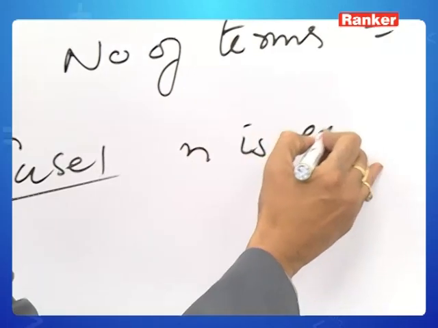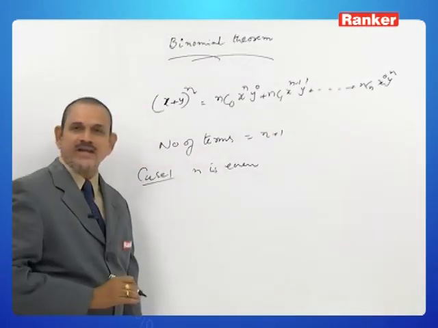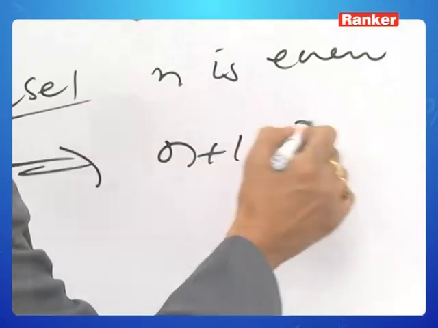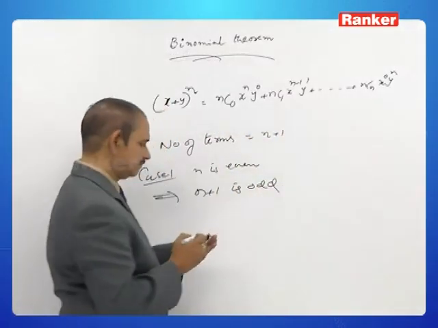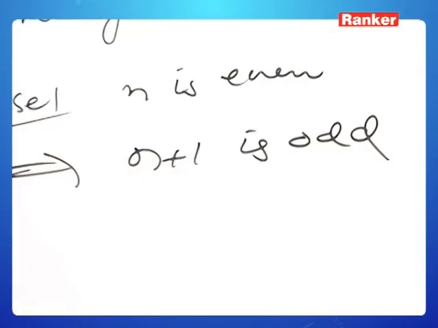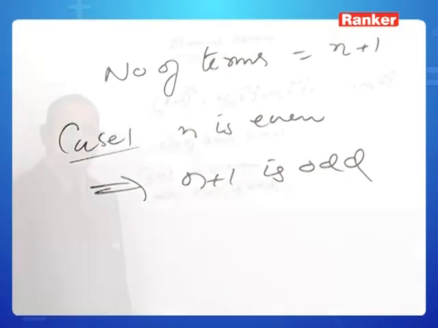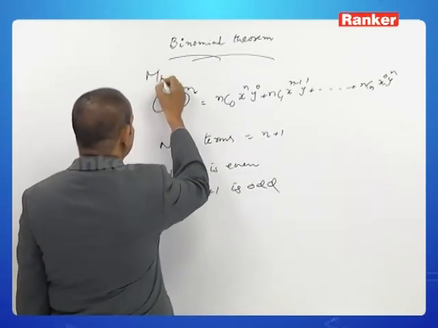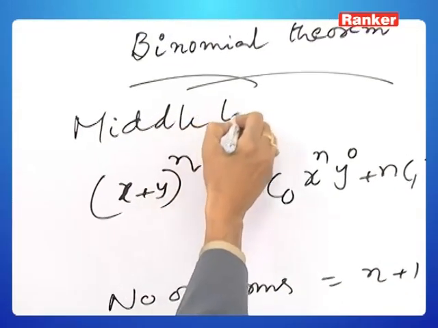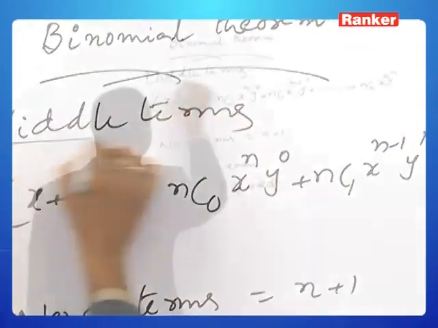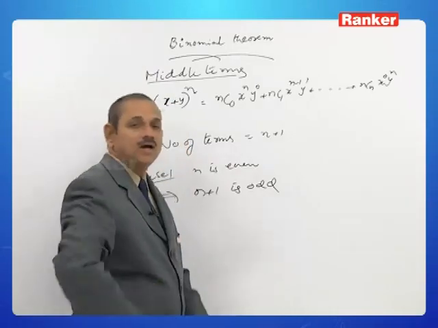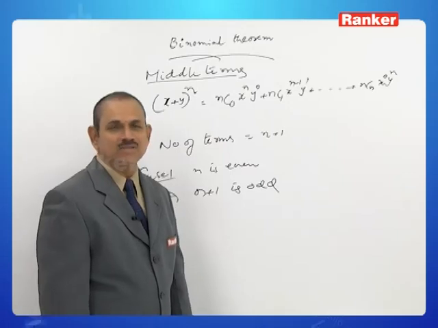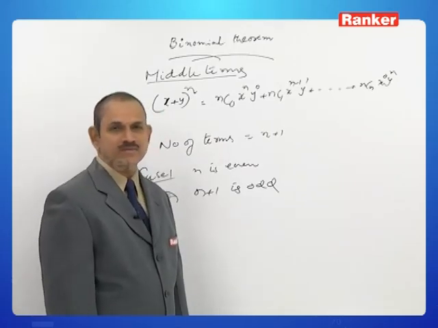Case 1. N is even. Suppose n is even. Implies n plus 1 is odd. Actually, the concept on which we would like to throw light is middle terms of the expression. What are they? Middle terms. You see, there are n plus 1 terms and n plus 1 is odd. How can you estimate the middle term?